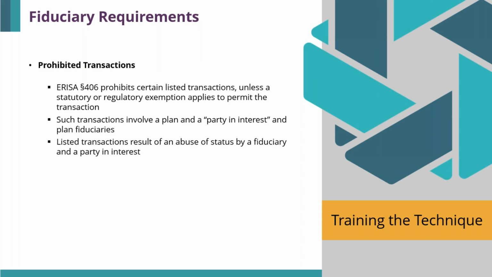And again, as I indicated before, ERISA Section 406 prohibits certain listed transactions unless there's a statutory or regulatory exception. Such transactions involve a plan, a party in interest, and a plan fiduciary. And basically, the best way to summarize that is there can't be self-dealing. If you're a fiduciary and you have discretion under the plan, you cannot make a profit under the plan.